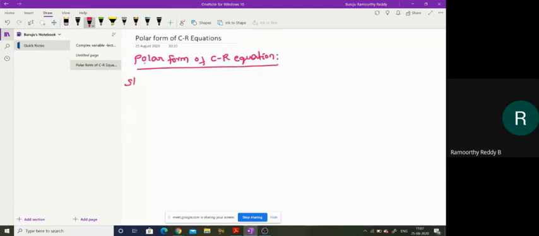So our statement: let f of z be any complex function, which is equal to f of r e power i theta, which is polar. So this can be written as u of r comma theta plus i v of r comma theta. This is the real part and this is the imaginary part. So this is your complex function.